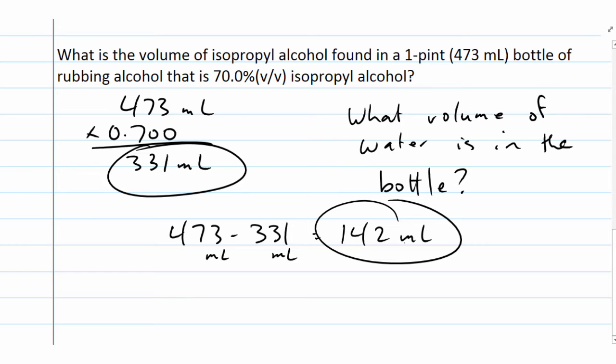But again, the other way would be to multiply the 473 by 30%, or by 0.30. Okay? Any questions on this one?